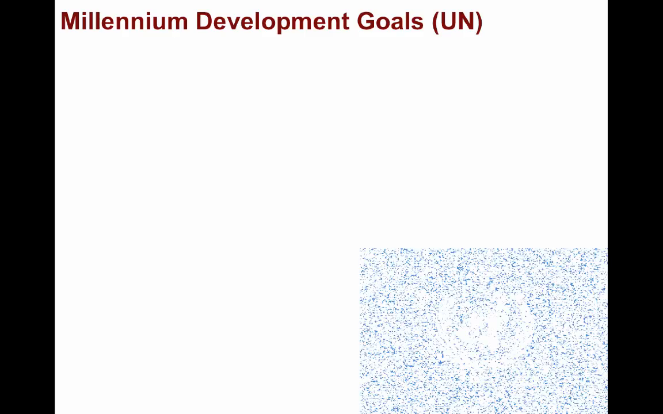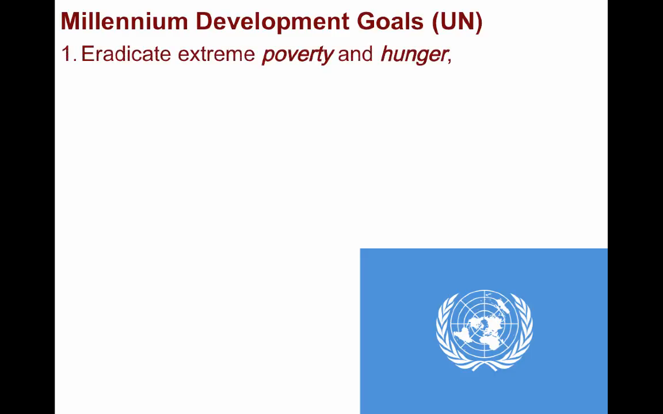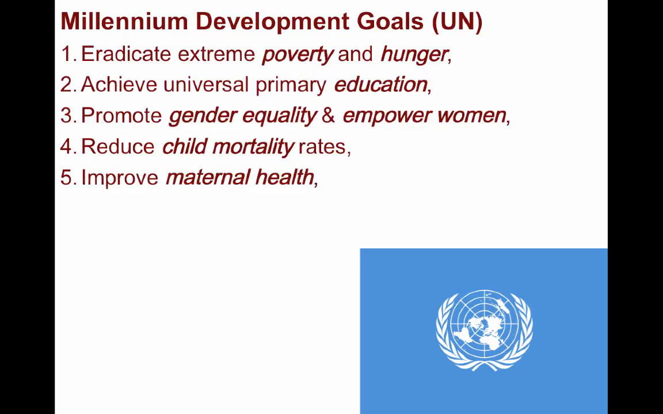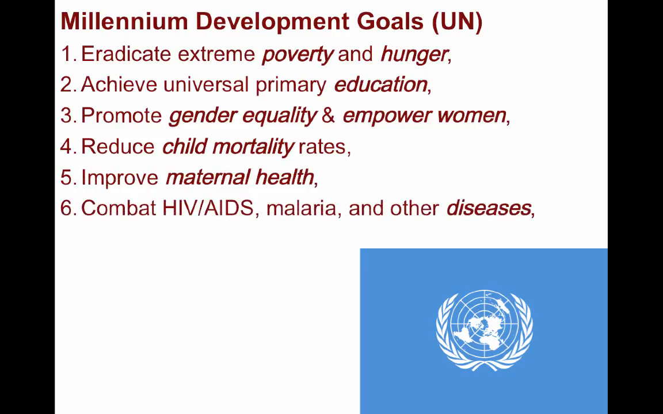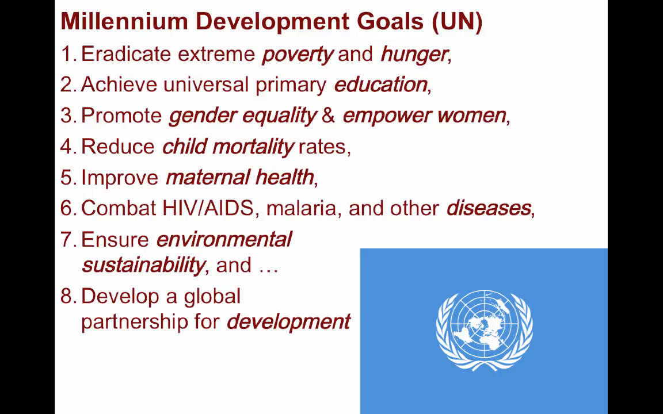Now, the United Nations put forth the Millennium Development Goals in 2000. These goals are to: 1. Eradicate extreme poverty and hunger. 2. Achieve universal primary education. 3. Promote gender equality and empower women. 4. Reduce child mortality rates. 5. Improve maternal health. 6. Combat HIV, AIDS, malaria, and other diseases. 7. Ensure environmental sustainability and develop a global partnership for development.